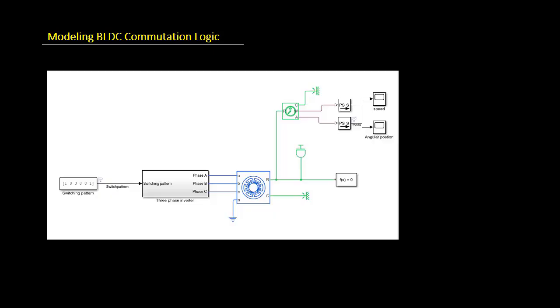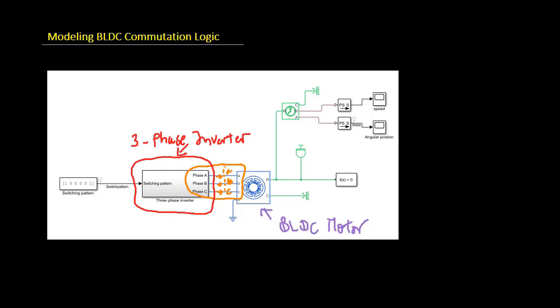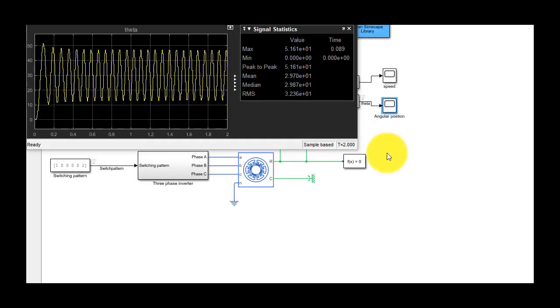In a previous video, we modeled a three-phase inverter that converts the DC power to three-phase currents to control a BLDC motor. The input to the three-phase inverter is a switching pattern that controls the on and off states of the phase pairs of the motor. In a previous video, we used a static switching pattern to energize phases A and C, and observed that the rotor aligned with the stator magnetic field at 30 degrees.